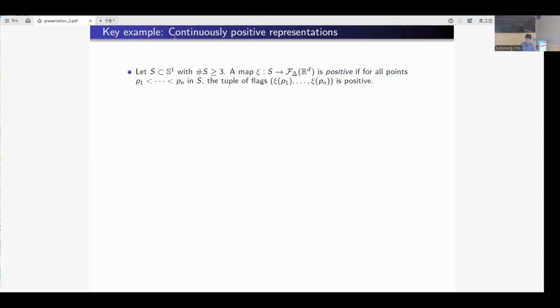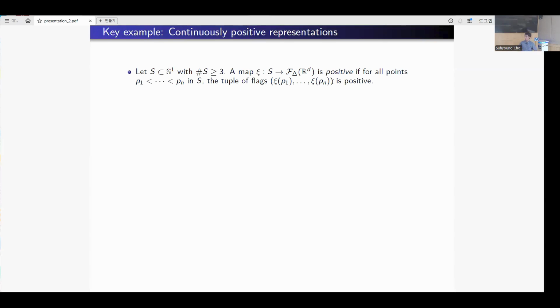First, I need a notion of what is a positive map. I start with a subset S of S1. This S can be infinite, can be all of S1, can be finite, I don't care. The only condition is that it has to be at least 3. Then I say a map C from this S to the complete flag manifold is positive if for all points P1 to Pn listed in this cyclic order along S, if you look at C of P1 to C of Pn, this has to be positive.